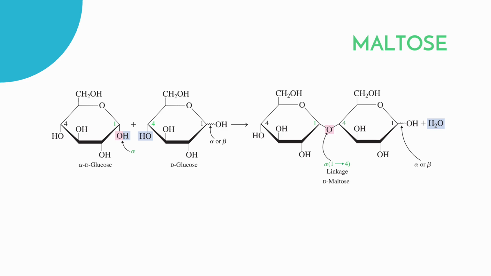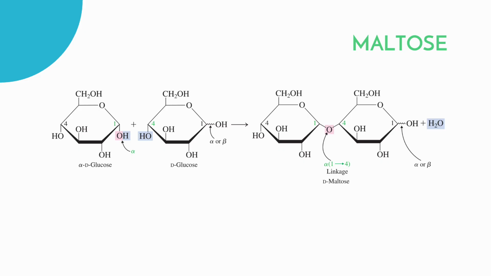Here shows how maltose is formed. So you have an alpha D-glucose and another D-glucose whose configuration can either be an alpha or beta configuration. When these two glucose units condense, an alpha 1 to 4 glycosidic linkage is formed. So if you notice, glycosidic linkages have specific names.